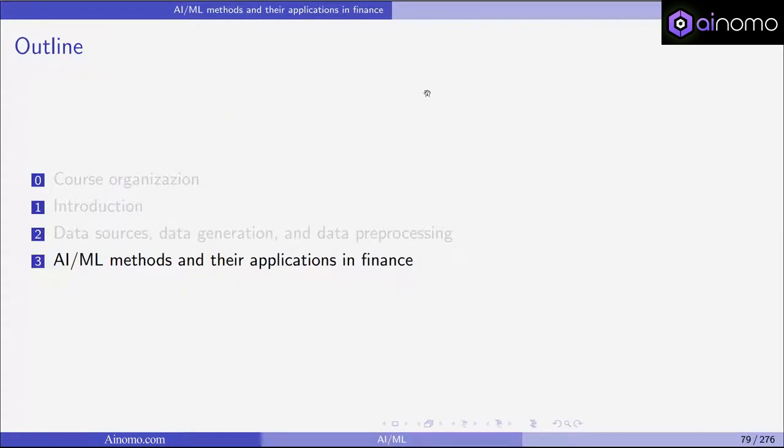Okay, so we've now talked enough about data sources, data generation, data pre-processing, and next we will start looking at AI and ML methods with their applications in finance.